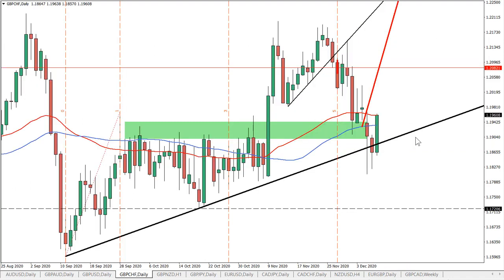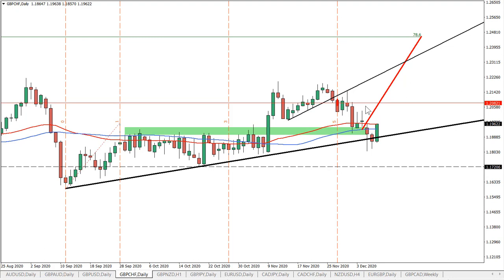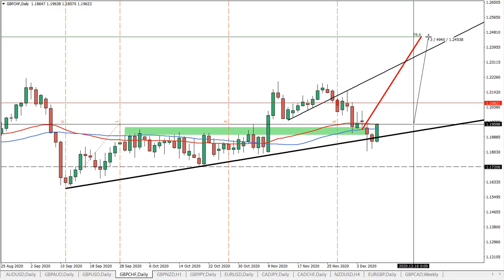Pound Swiss franc, today is a very bullish candle. We did hold the support area, which is very good. So I do expect the price to continue rising. On this chart, we have a potential target 500 pips away.